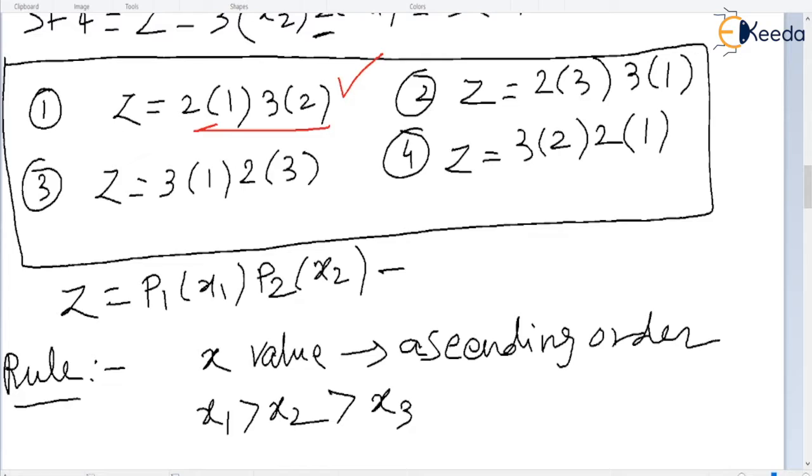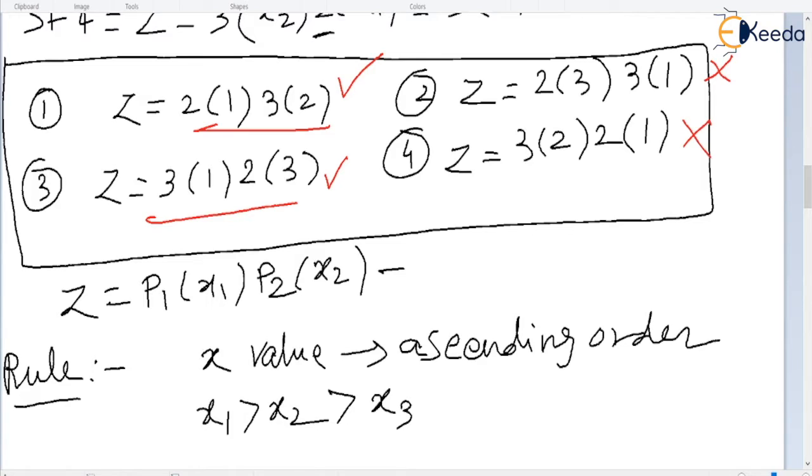If we check the second, here x1 is greater than x2, so we don't need this, so this won't work. Third one, here we have 1 and 3, so x1 is lesser than x2, so this will work. And the fourth one, 2 and 1, so here x1 is greater than x2, so this won't work.